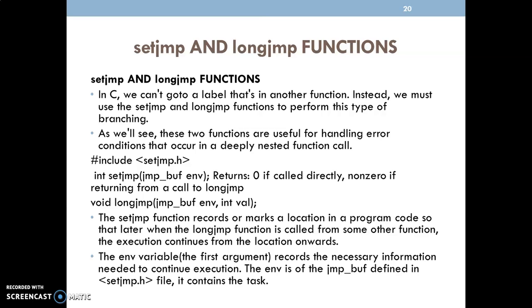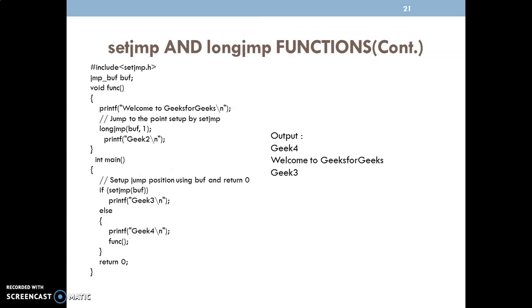We see that examples are more important here. How does it work? Consider the main function. As I call the setjmp function with the buffer, if I call it directly, it will return the 0 value as we know. So printf of Greek 3 is not executed. It will execute the else part, so in this case Greek 4. Just we can go through here. Greek 4 output we got here.